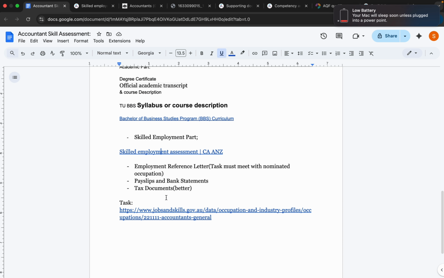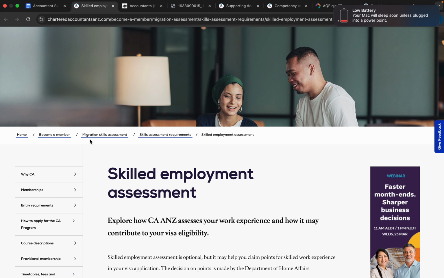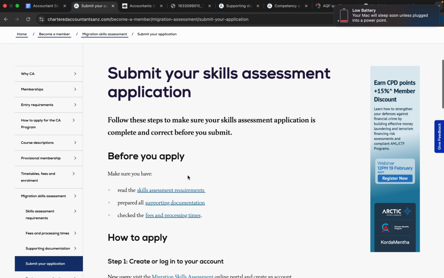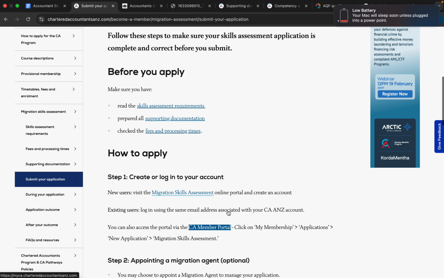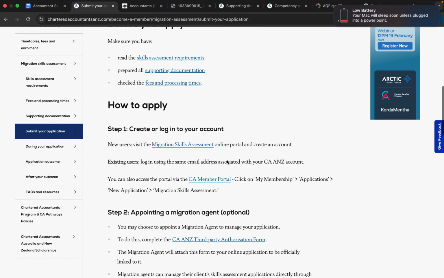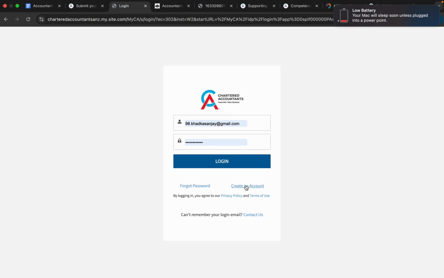Now I have given you the whole documentation part, I hope. Now what you can do is, let's go here. From here, submit your application. If you have everything ready, just click here and submit your application. And if you are new, make sure you have read the skills assessment requirements and prepared all supporting documents, fees, and processing times. Okay, so if you are new, go here. Log in or create an account if you are new, and then you can do your skills assessment.